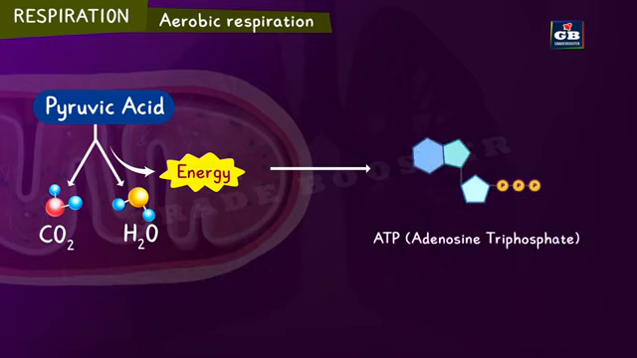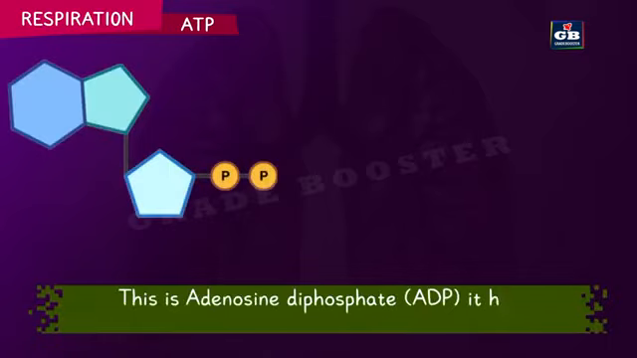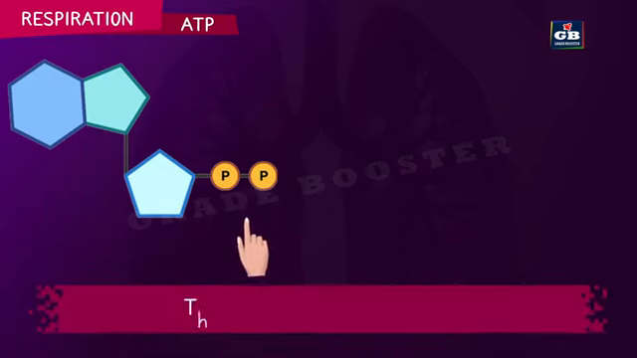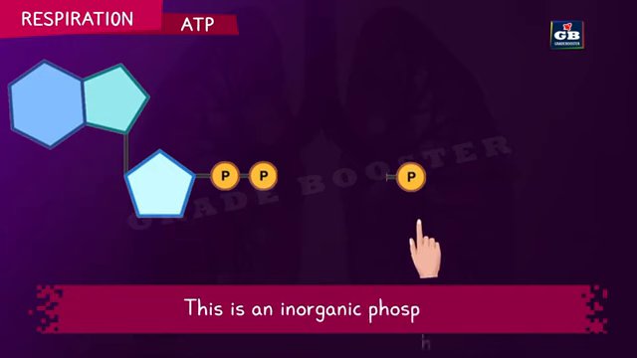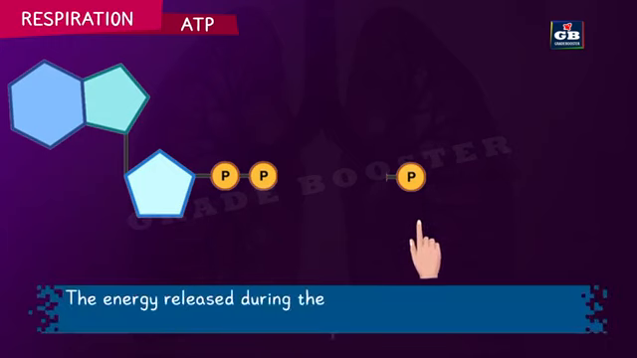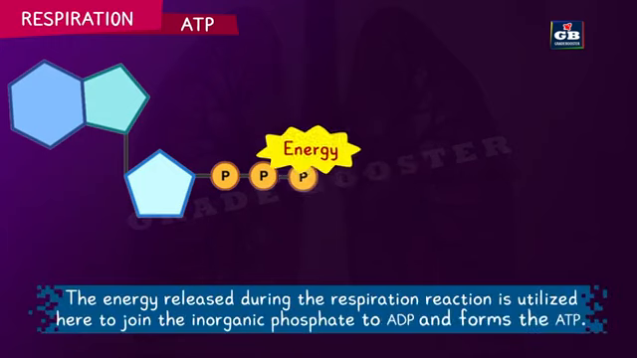ATP means adenosine triphosphate. Let's see how an ATP molecule is made. This is adenosine diphosphate. That means it is ADP. It has two phosphates in its chain. And this is an inorganic phosphate. The energy released during the respiration reaction is utilized here to join the inorganic phosphate to ADP and forms the ATP.